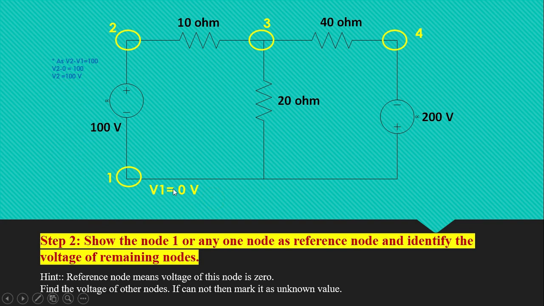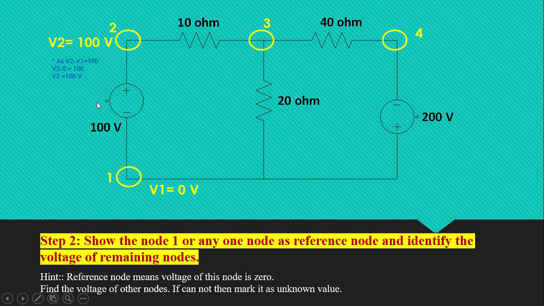If I take node 1 as the reference node, this means the voltage of this node is 0. You can see here node 2 and node 1 are connected with a 100 volt voltage source, and this side is positive, this side is negative. So I can say V2 minus V1, because V2 is at the plus side, equals 100. I put the value of V1, which is known to me as 0, so V2 minus 0 is equal to 100, and if I solve this I will get V2 equals 100 volt.